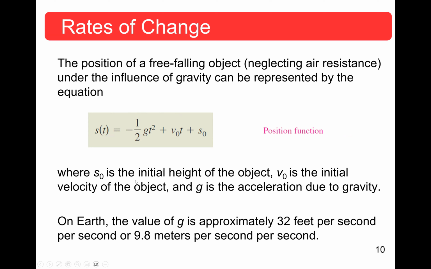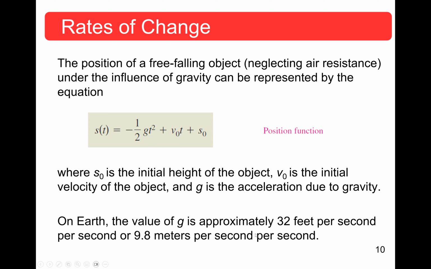Here the s sub o will be the initial height of the object, and also v sub o will be the initial velocity of the object. Then g is the acceleration due to gravity. So on Earth, the value of g is approximately 32 feet per second squared, or 9.8 meters per second squared. This is a constant value.